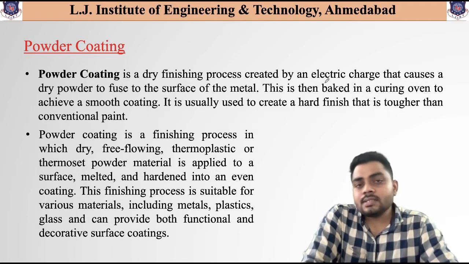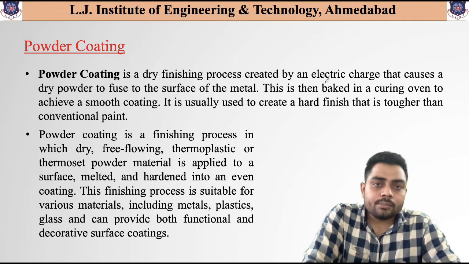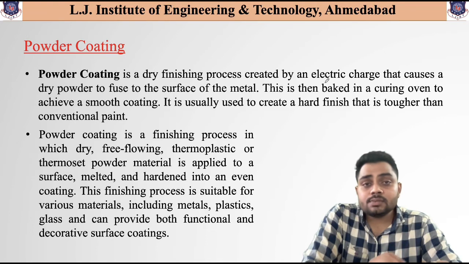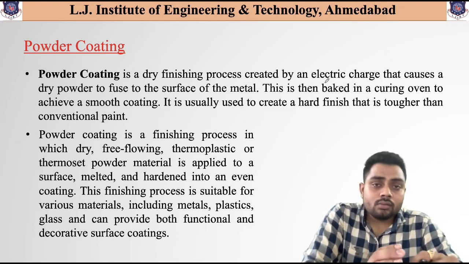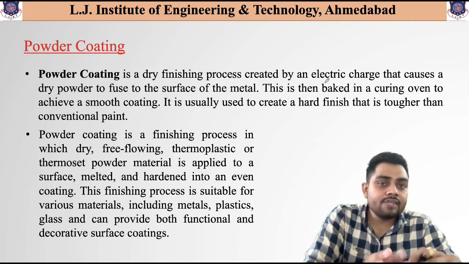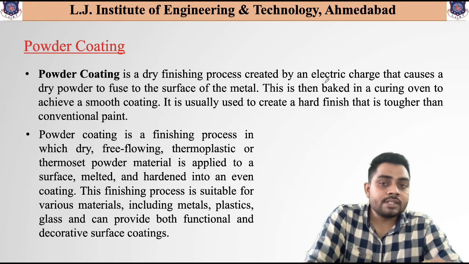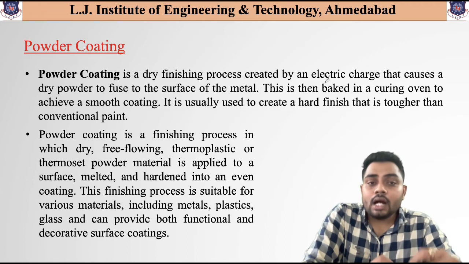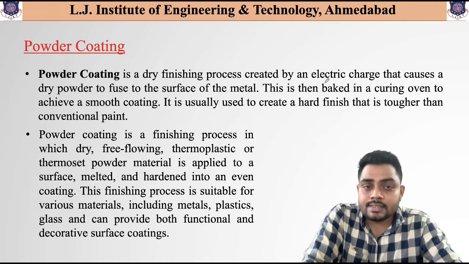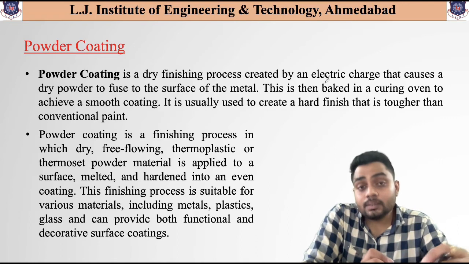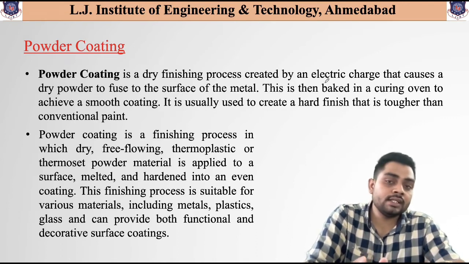Now the next process is the powder coating process. Now the powder coating process is different from all the processes that we have discussed, because in all the discussed processes we are slightly removing material from the surface of the workpiece, or we are just plastically deforming the material of the workpiece. But over here in this particular case, we are applying a dry powder that is fused on the surface of the workpiece, and then when it is cured, it provides a smooth coating on the surface, and it provides a good surface finish compared to the other processes.